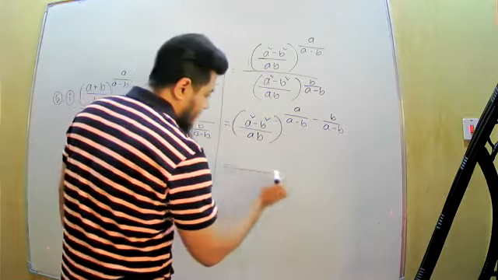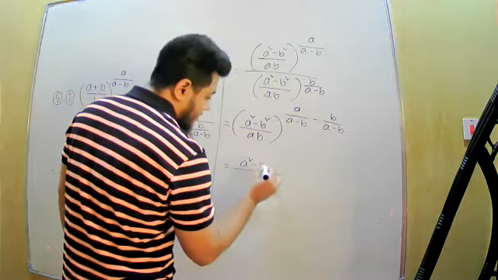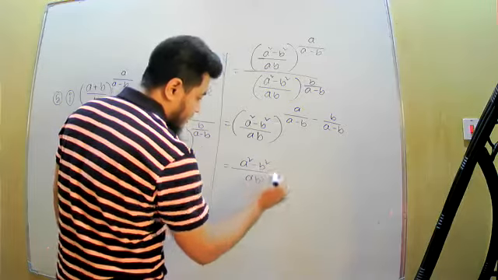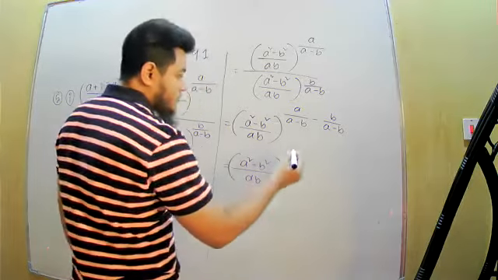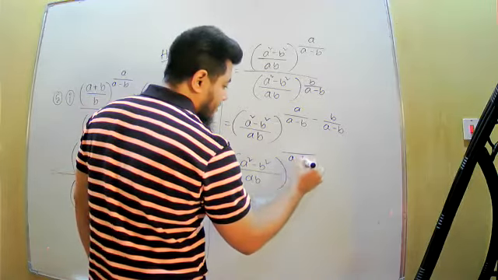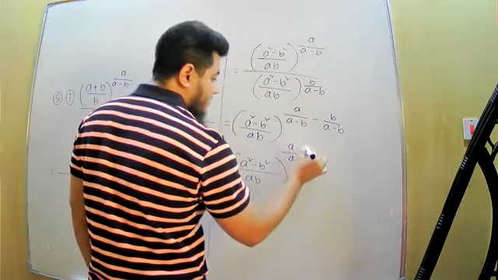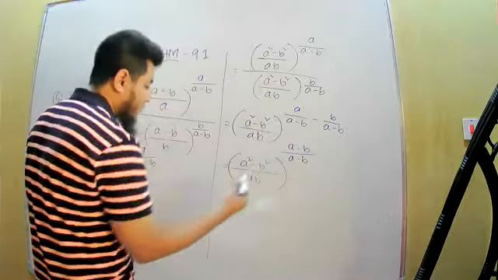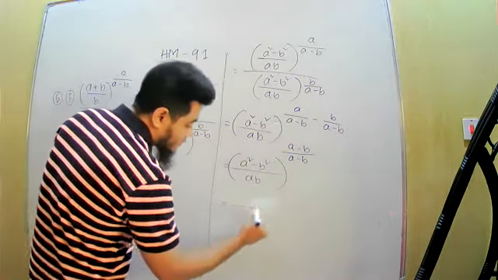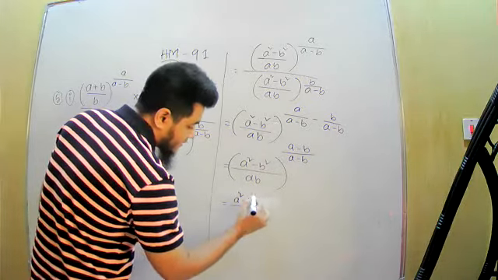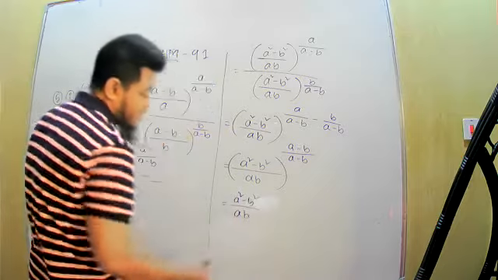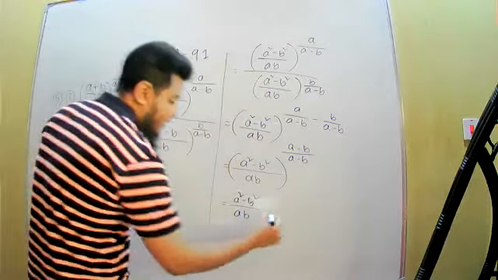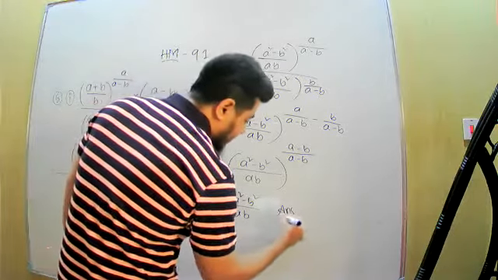So here what we can write, a square minus b square by ab whole to the power. Now this one can be written as a minus b, a minus b. So a minus b will get cancelled, so the power will be 1. And when the power is 1, we don't need to write it, we can just simply write this is the answer. A square minus b square divided by ab, this is our desired answer.